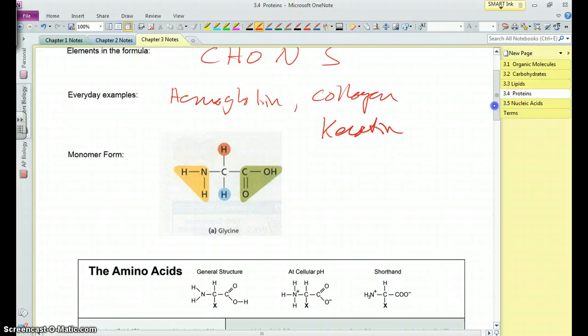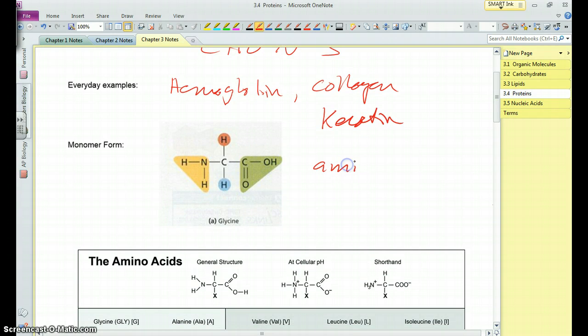The basic unit of a protein is the amino acid, and it consists of the amine group, a carboxyl group, thus amino acid, because you remember the carboxyl group can sometimes lose that hydrogen and acidify a solution. And then there's this carbon, which has a hydrogen attached. And so that is the basic structure of an amino acid.